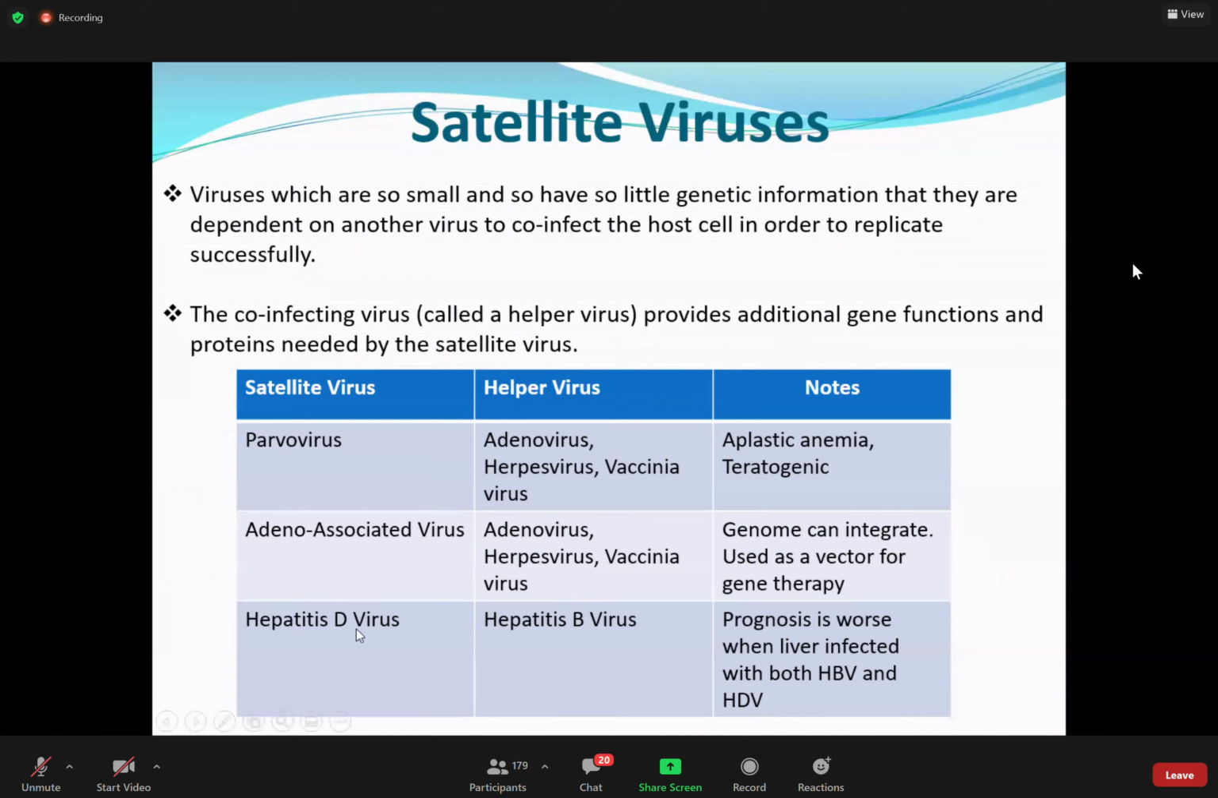Hepatitis delta virus is another virus which can only infect hepatocytes if these hepatocytes already have hepatitis B virus in them, hepatitis B providing the necessary proteins for this virus to survive. In this case, any patients who are infected with both hepatitis D and B have a much poorer prognosis. They have a much higher chance of developing cancer, liver cancer.